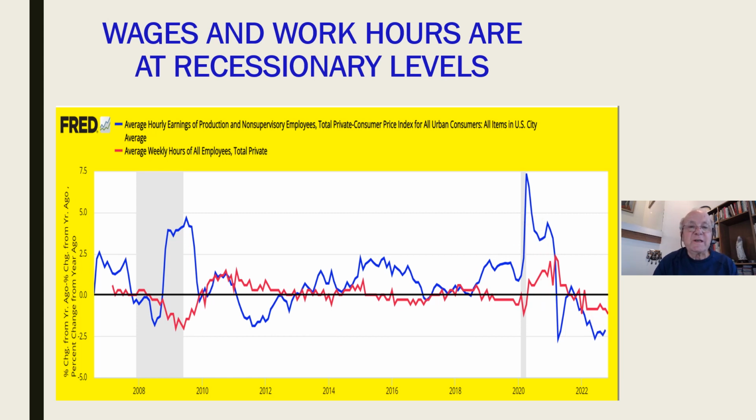So what you see is income down in real terms after inflation, and work hours contracting, which is very, very similar to these periods here of a deep recession.